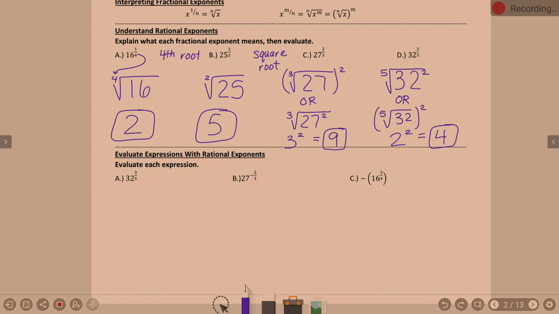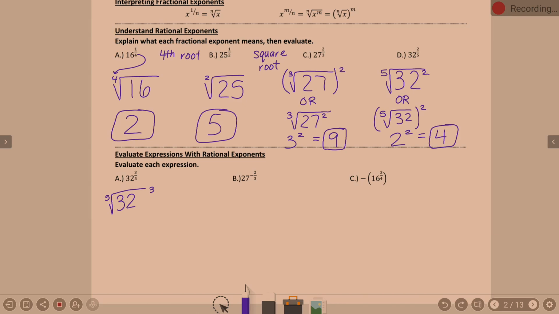Okay, so this was just a little bit of the basics. We're still going to keep it kind of basic here, but we're going to throw in a few negatives. Now, I'm really not quite sure why I have A in here, but that's all right. 32 to the 3/5. So is it the same thing except the 3? Uh-huh. It's 32 under the radical. It's going to be the 5th root, and it's going to be raised to the 3rd.